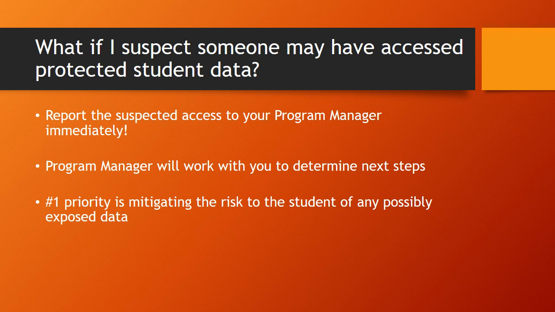And finally, what should you do if you suspect that someone has accessed your protected student data? Report the suspected access to your program manager immediately. They will work with you to determine next steps. The bottom line is that our number one priority is mitigating the risk to the student of any possibly exposed data. These reports include even suspected access or confirmed access to protected student data.